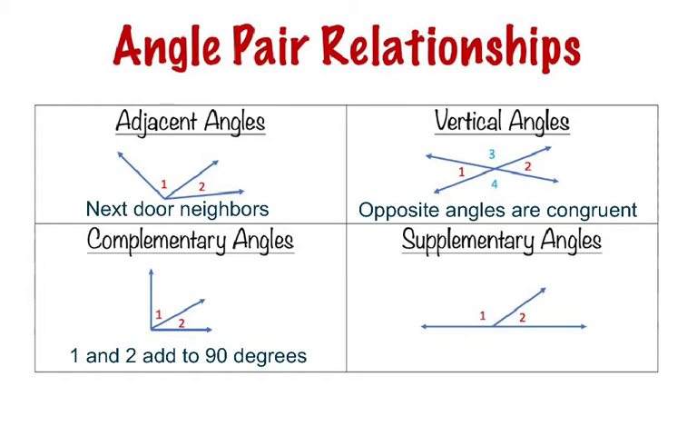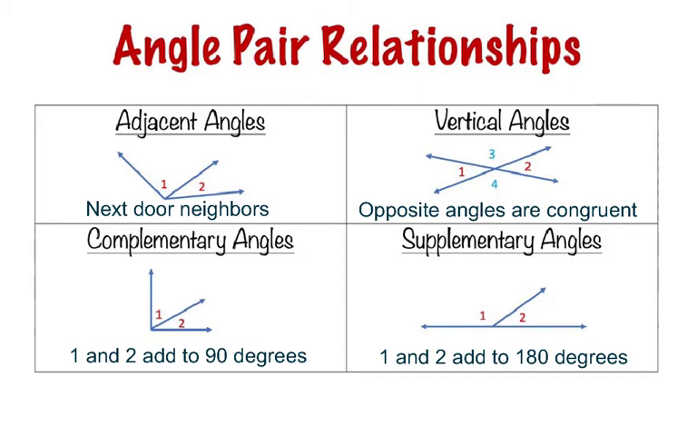Let's look at one more type of relationship. It's called supplementary. And if you notice, it's when you have two angles that make up a straight angle. This is a straight angle that is cut by a line. Angle 1 and 2 are called supplementary because they add up to 180 degrees, since there's 180 degrees in a straight line. So knowing this information about angle relationships can help you solve for missing angles.